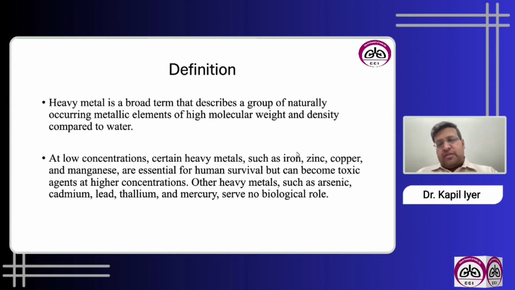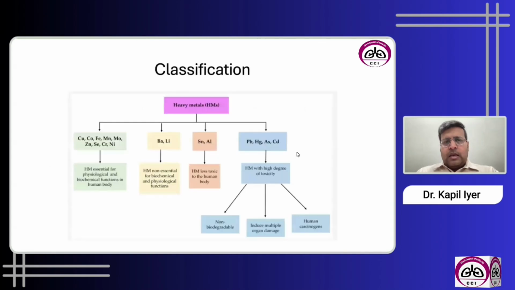Now, at low concentrations, all of these metals are also essential for the well-being and normal physiological functions of the body. All of us have these medications, which contain iron, zinc, copper, and manganese. We know that these are essential elements. However, a slight increase in their concentration is when we really start thinking about diseases. And there are some of these heavy metals, such as arsenic, cadmium, lead, and mercury, which unfortunately serve no biological role in the human body.